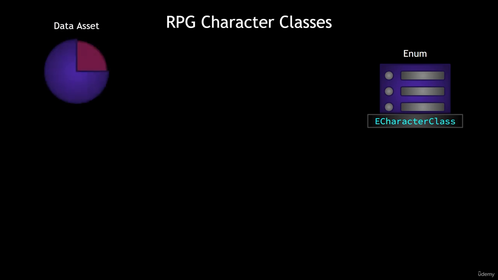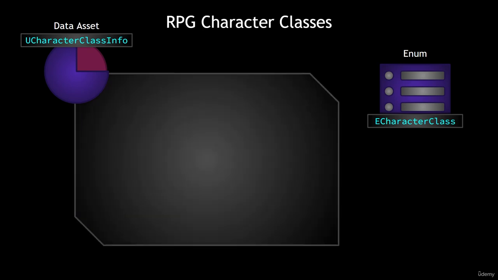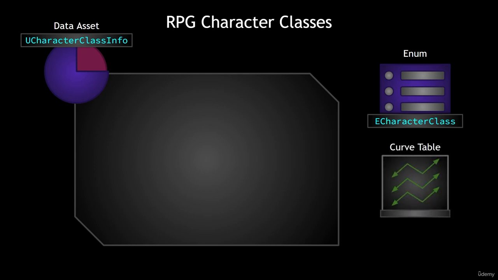This can be our character class info. Now, in the data asset, we'll have data for each character class. That data can be in the form of a data table, another data asset, or really anything else we decide. Now, we've seen that gameplay effects can use curve tables to scale effect magnitudes based on level. Curve tables are nice because they're a single asset that can have multiple curves. So we could create a curve table called primary attributes, for example, and it could have curves for each of the primary attributes based on level.